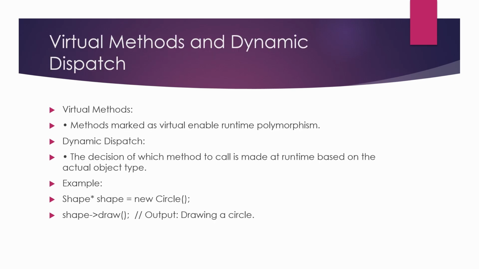Virtual methods enable runtime polymorphism by ensuring that the method call corresponds to the actual object type, not the reference type. The decision of which method to call is made at runtime. This is called dynamic dispatch.